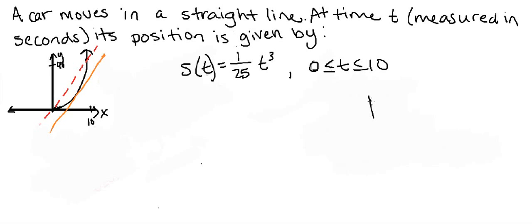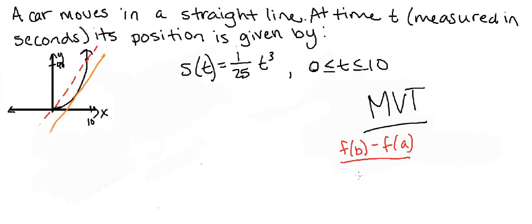So if you remember, the mean value theorem states that if f of x is continuous and differentiable, then f of b minus f of a over b minus a is equal to f prime of c.